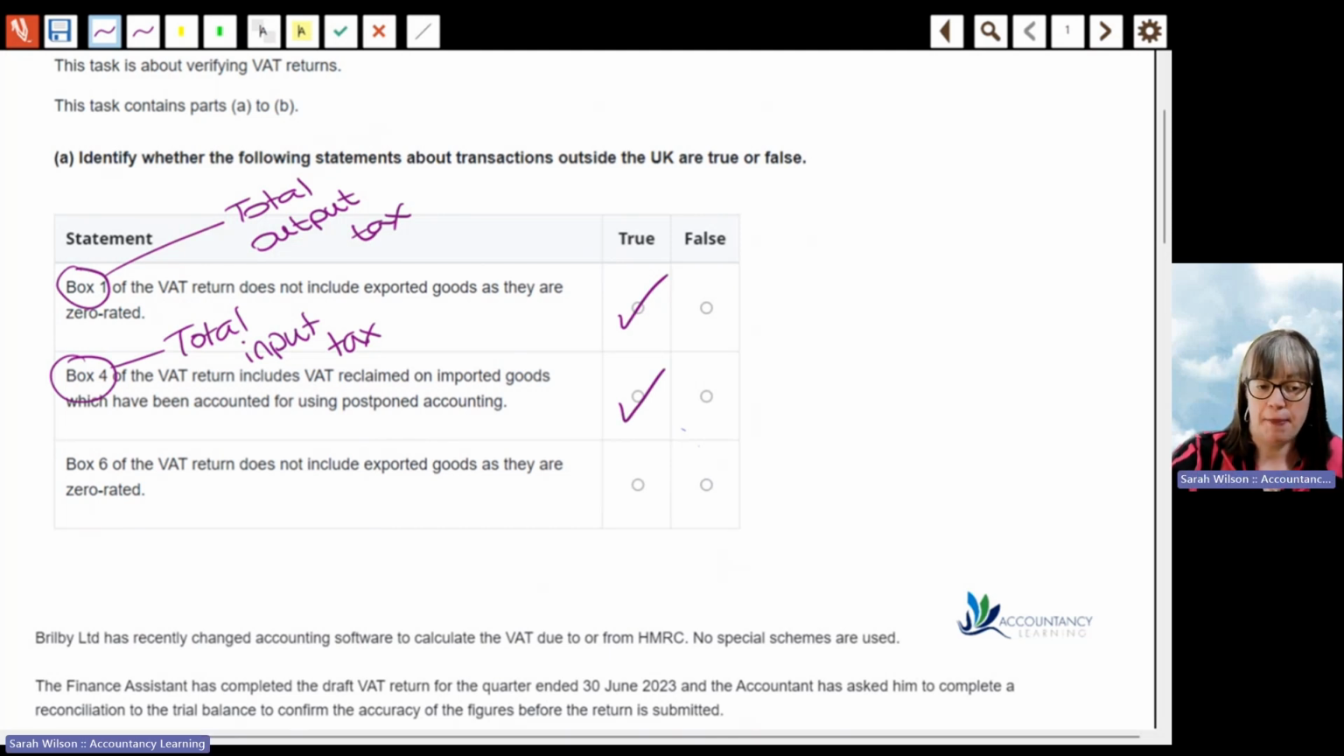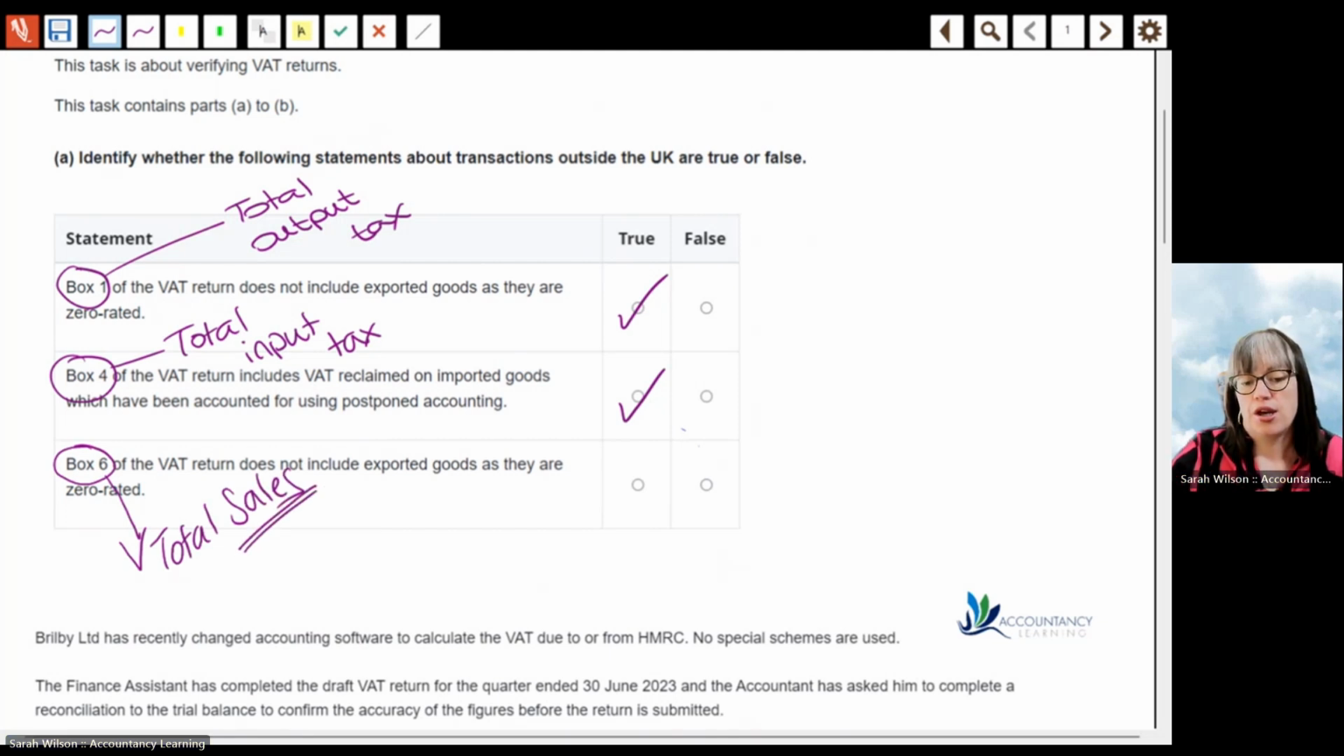Then our last statement here, box 6 of the VAT return does not include exported goods as they are 0 rated. So your box 6 is actually your total sales. So we have to include the exported goods because it's going to be the total sales figure that matters for box 6, not the VAT figure. You're looking at the sales figure for box 6. So that answer would be false.